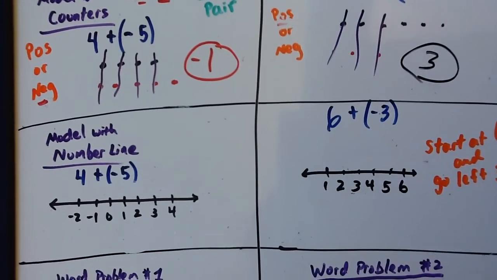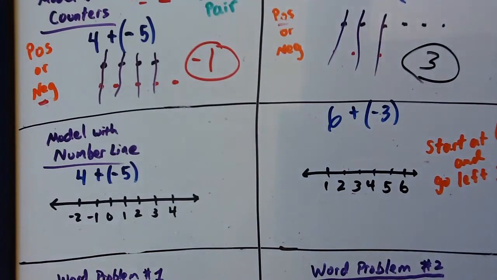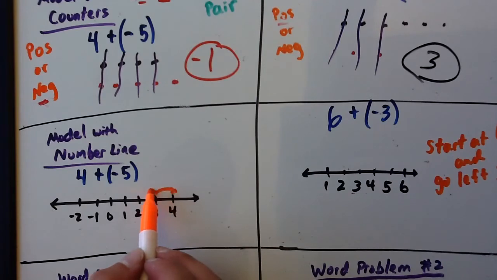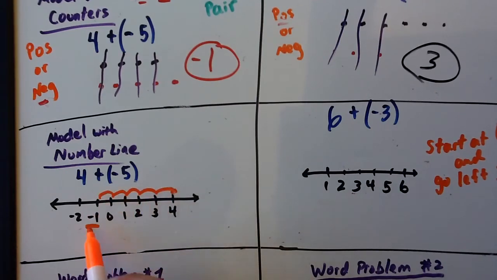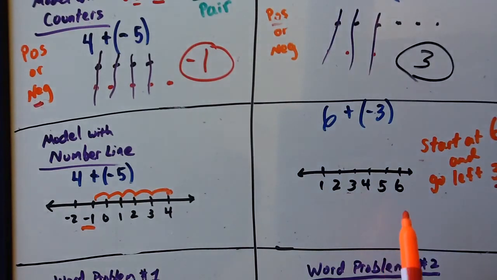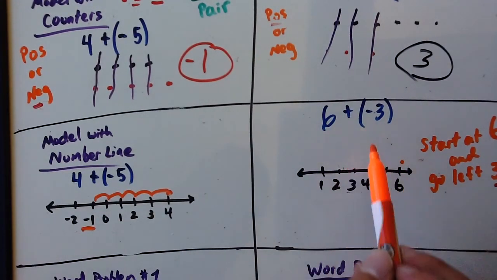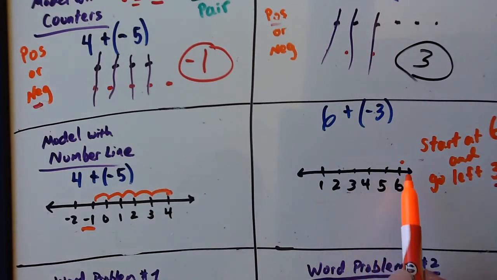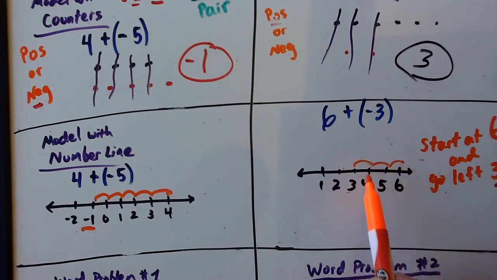We can model this with a number line. Remember, the first number tells us where to start, so I'm going to start at 4. And if I add a negative, that means go left that many spaces. So I'm going to go left 1, 2, 3, 4, 5, and I end up at negative 1. 6 plus negative 3, I start at 6, and if I add a negative, I go left that many spaces. So go left 1, 2, 3, and you end up at 3.